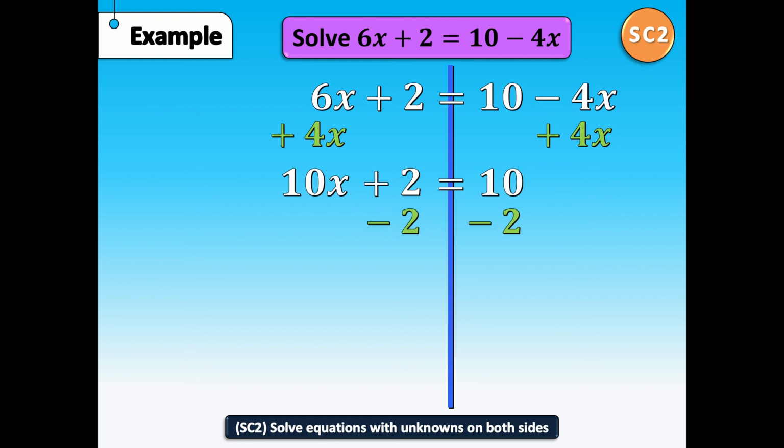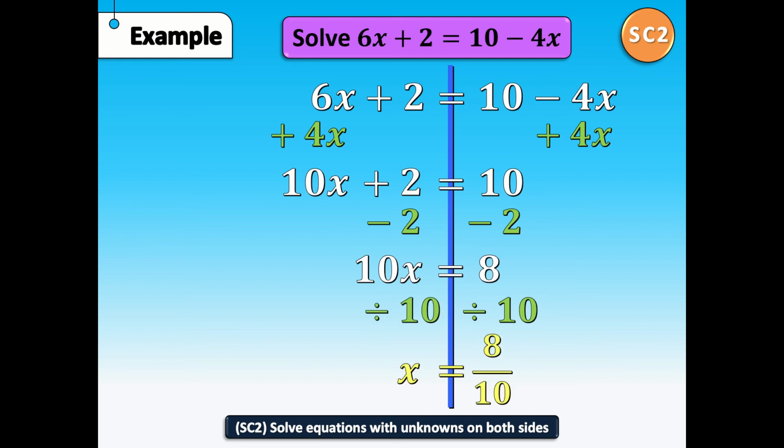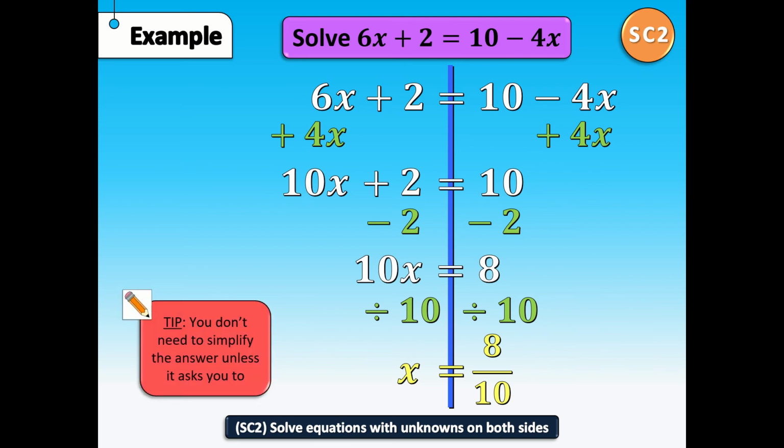Then I can take 2 off both sides. So 10x equals 8. Then I can divide both sides by 10. So x equals 8 over 10. So we don't need to simplify our answer unless we're asked to.